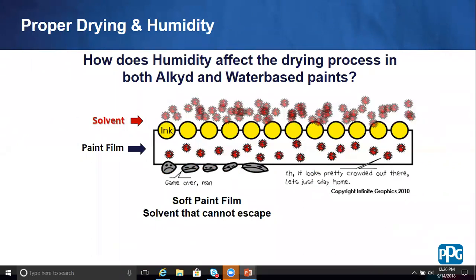A lot of guys will paint up until late in the day, and then when the sun goes down, they don't realize that the humidity in the air gets so high that there's so much moisture vapor in the air that there's no place for the water in the paint film to escape. So if you look at all those little red molecules above the paint film, that's the water that's in the air, and then you've got the solvents that are trapped in the paint film, and if they can't escape, the paint stays soft. So you see the little sad faces of the paint film that says "Game over, man."